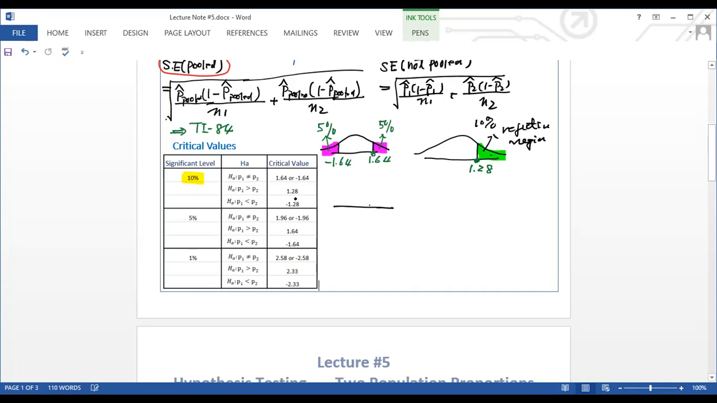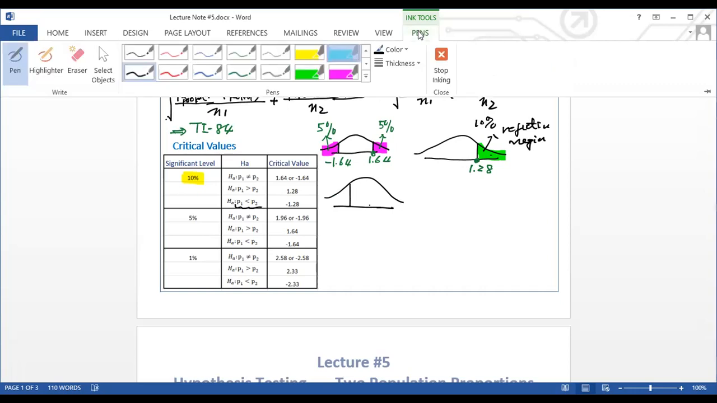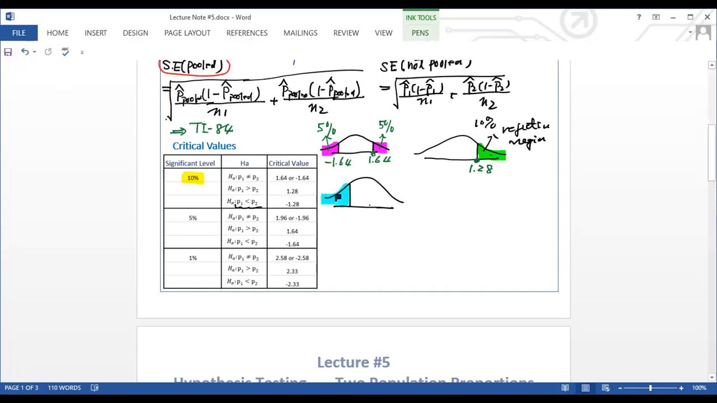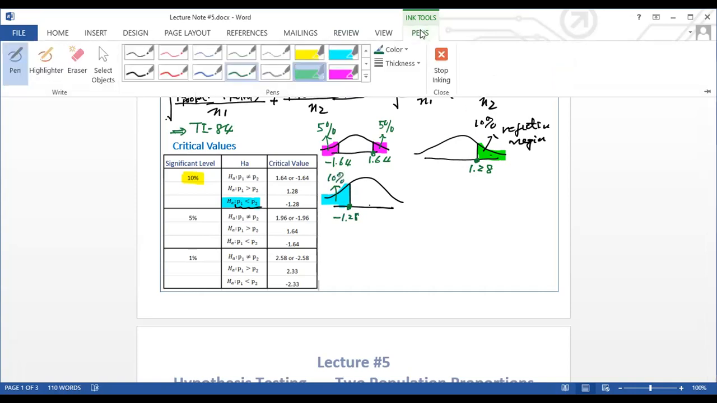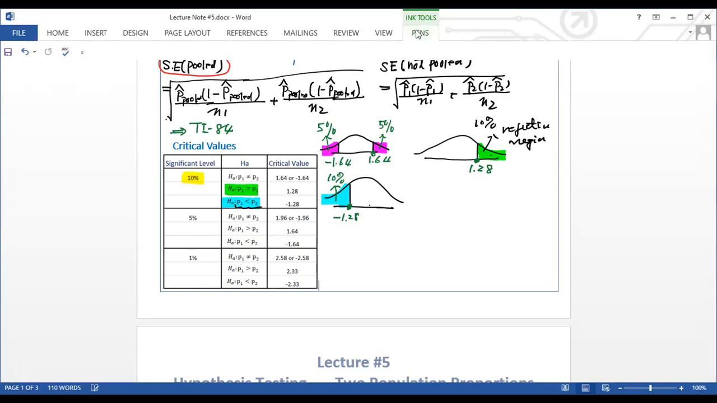The same way, let's do number 3 here. This is less than, so that means I'm going to have this side; let me color that. What is your critical value? This is negative 1.28. This is also your rejection region. What is the percent here? Also 10%. So that is kind of refreshing our memory about what we learned in the one population proportion. It's the same.